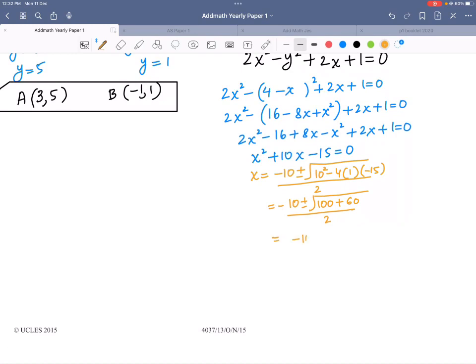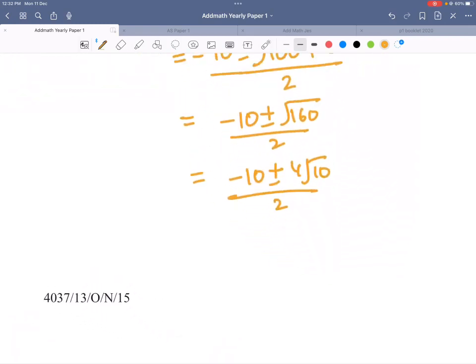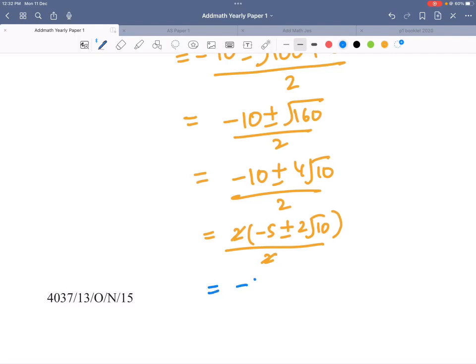Simplify further: minus 10 plus or minus the square root of 160, divided by 2. Find the value of the square root of 160. That will be 4 root 10. So you get minus 10 plus or minus 4 root 10, divided by 2. We can simplify, or take 2 common in the numerator. So it will be minus 5 plus or minus 2 root 10, divided by 2. The 2 and 2 cancel. So you get the value for x is minus 5 plus or minus 2 root 10.